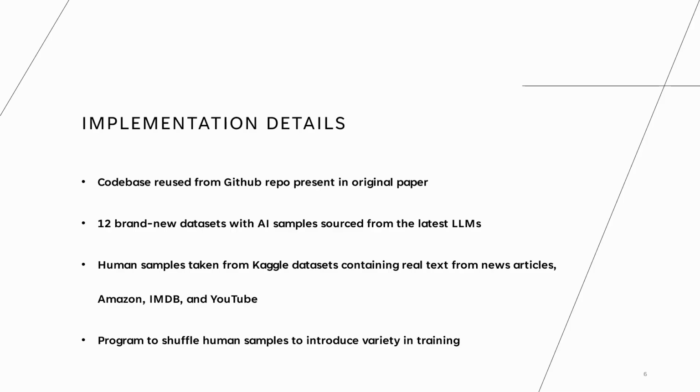I took human samples from Kaggle datasets containing real text from news articles, Amazon reviews, IMDb movie overviews, and YouTube comments. I also made a program to refresh these human samples by randomly sampling them from these datasets to switch up training data.